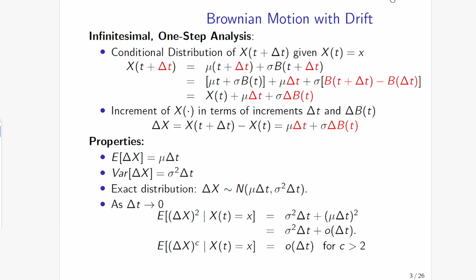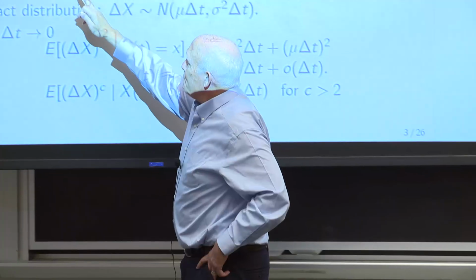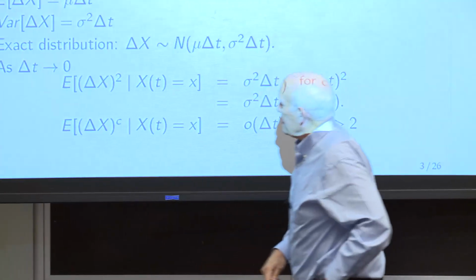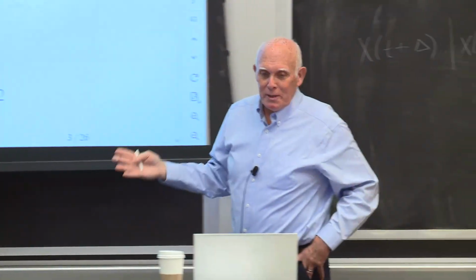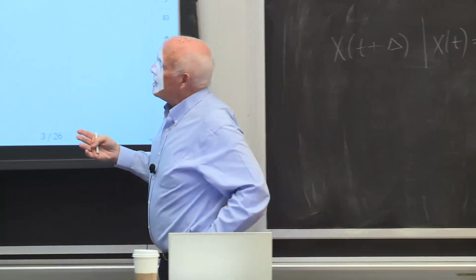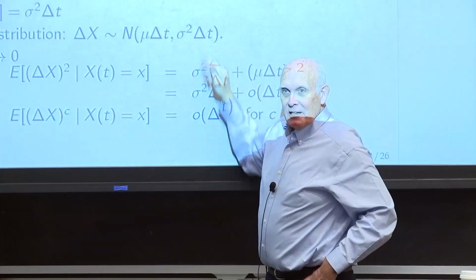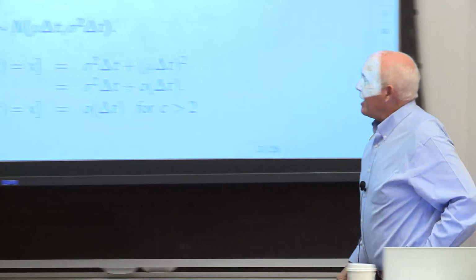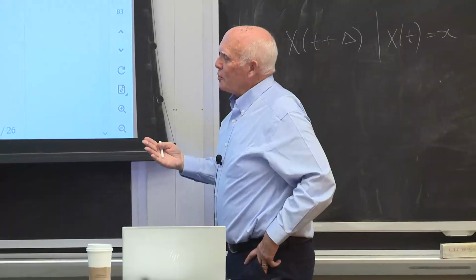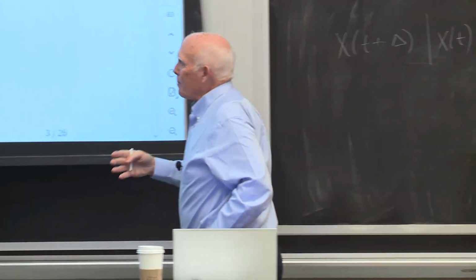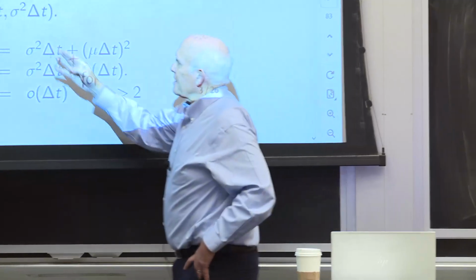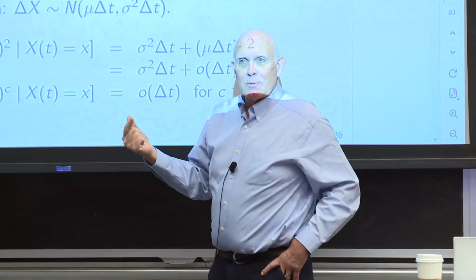And so we have that our delta X increment is mu delta t plus sigma delta B of t. Now, this increment has mean mu delta t and variance sigma squared delta t. And for Brownian motion with drift, this increment is exactly distributed as a normal random variable with that mean and variance. And what's useful to think about is what happens as the increment delta t gets infinitesimal.